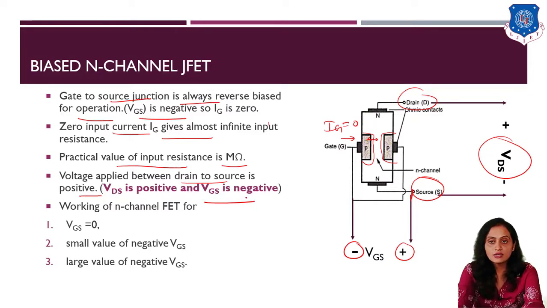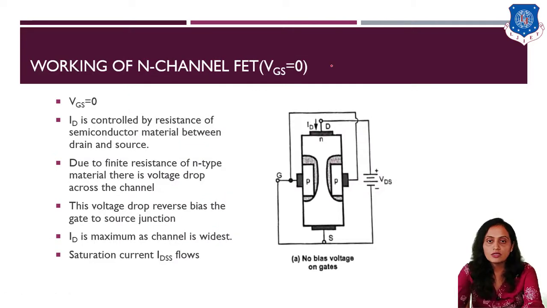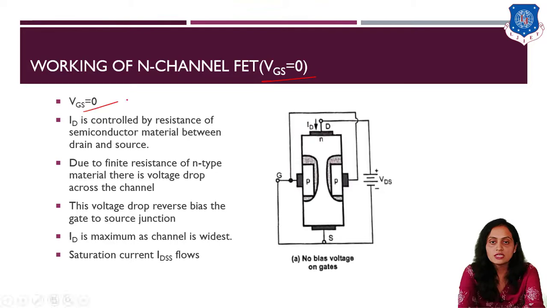So it is negative here, and we will see the working of this N-channel JFET in three steps. First we will see VGS equal to 0, then a negative VGS of small value, and then we will increase VGS to a large value, and again this VGS will be negative in all cases. So first we are going to see the working of the N-channel JFET with VGS equal to 0.